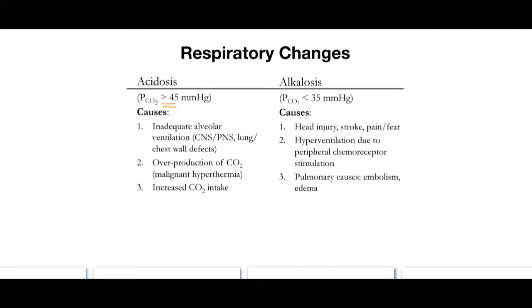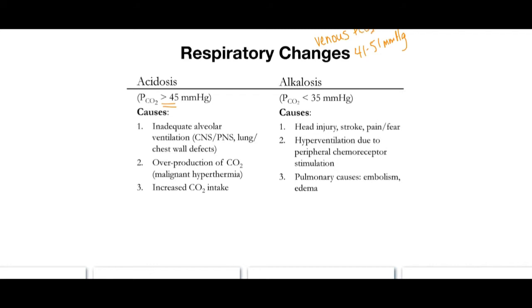So while the partial pressure is going to hover somewhere between 35 millimeters of mercury to 45 millimeters of mercury in the arterial, on the venous, it's going to be 41 to 51. Specifically, this is for PCO2.